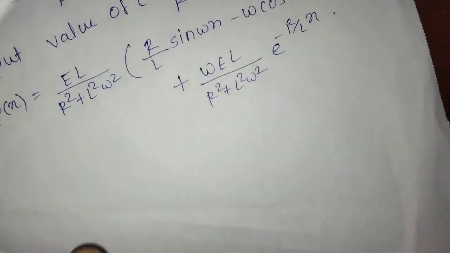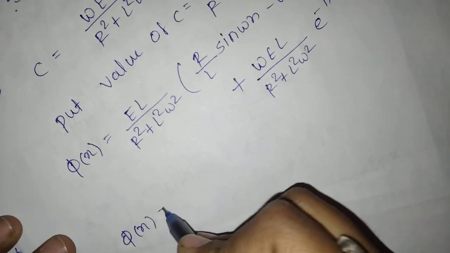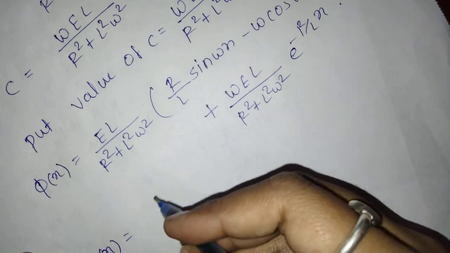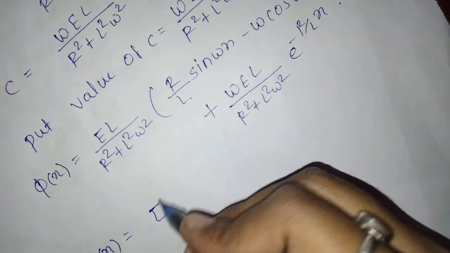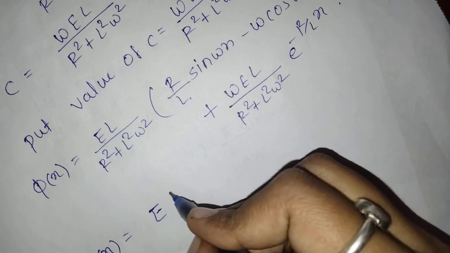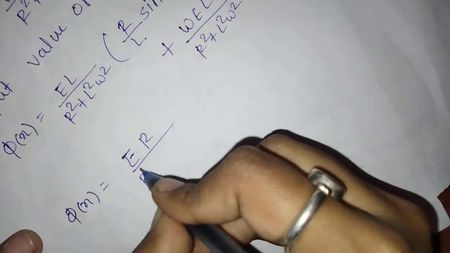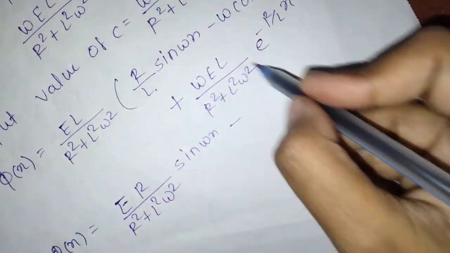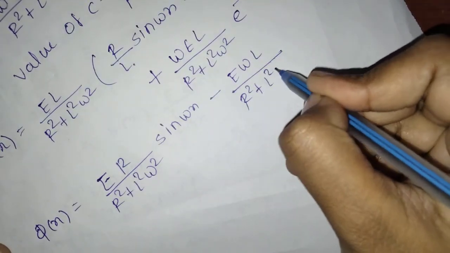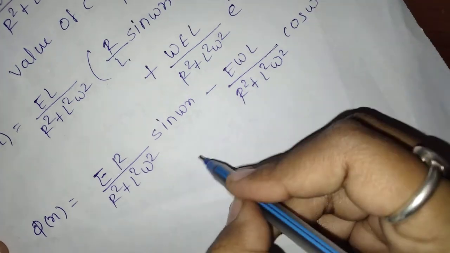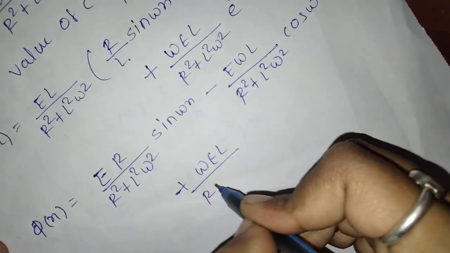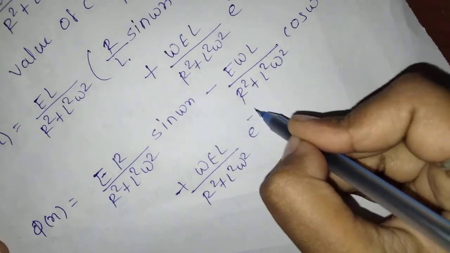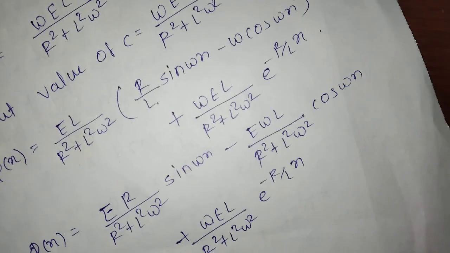So you can see that this phi of x becomes phi of x is equal to, now multiply this term to this bracket, we get L gets canceled, E r upon r square plus L square w square into sin wx minus EWL upon r square plus L square w square cos wx plus WEL upon r square plus L square w square e raised to minus (r/L)x.